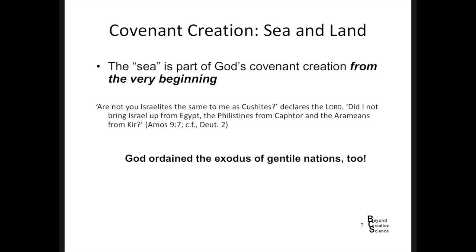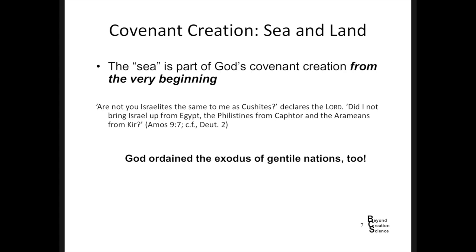Whenever that happened, the prophets, including Jesus, insulted the Judaistic sensibilities by talking about God's relationship with Gentiles right next to his special relationship with Israel. This happens quite a bit, actually. Stephen does it in Acts as well. Here is one representative example. Are not you Israelites the same to me as Cushites, declares the Lord? Did I not bring Israel up from Egypt, the Philistines from Caphtor, and the Arameans from Kir?